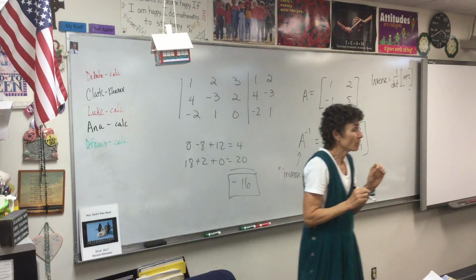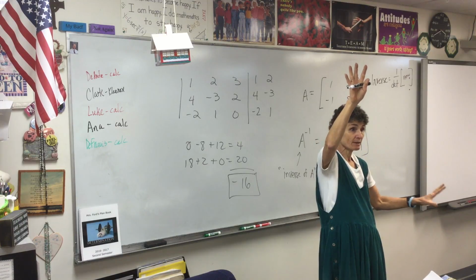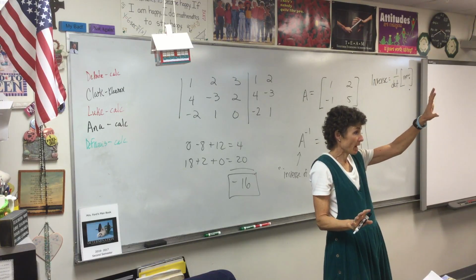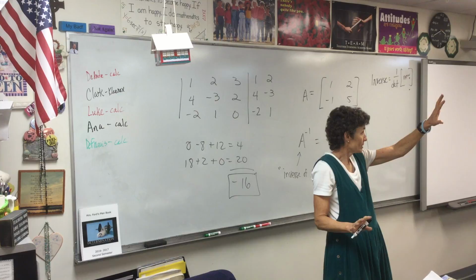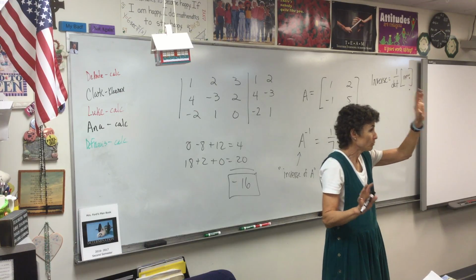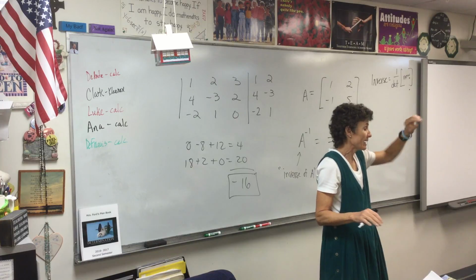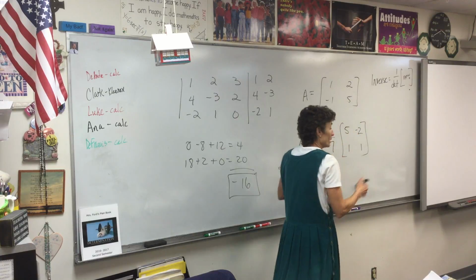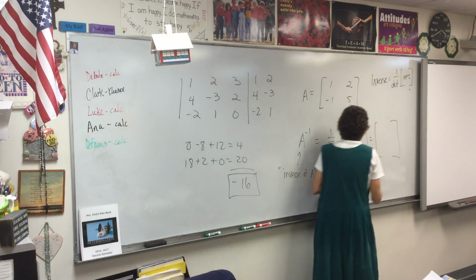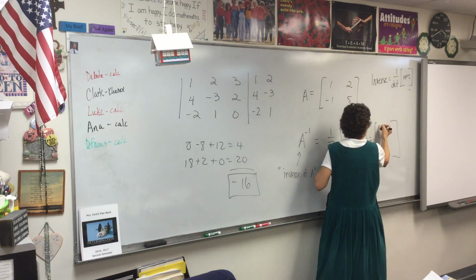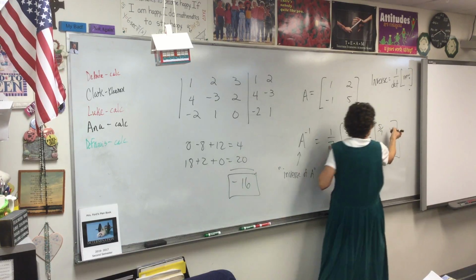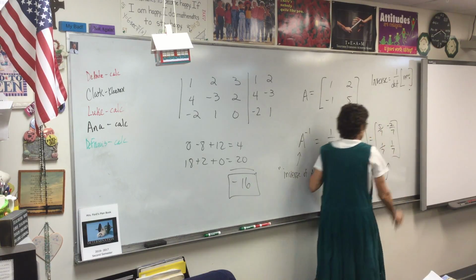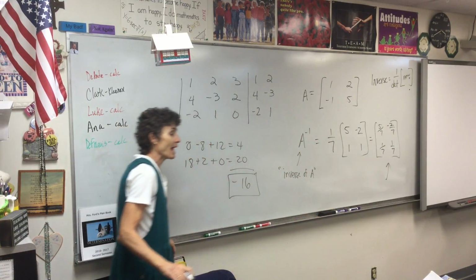So again, how did I form that new matrix? I took these guys right here and did what with them? Flipped them. Then I took these two guys and did what with them? Changed their signs. So if they were both positive, they both become negative. I had one of each here, so I changed the positive to a negative and the negative to a positive. Now, I'm going to distribute and I am done. So 1/7 times 5 is 5/7. Times -2 is -2/7. And then 1/7 and 1/7. And there's your answer. That is the inverse.